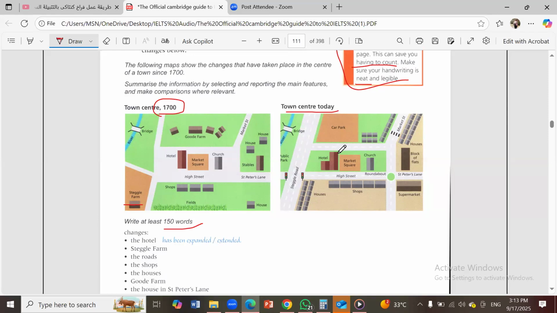Can you take a look briefly? Here there is a bridge and a river, and they are the same. They are unchangeable. So the good form is not here. It was replaced here and it became a car park. And this street is stable. Did it change? But here there were houses and stables. Here it became a block of flats.